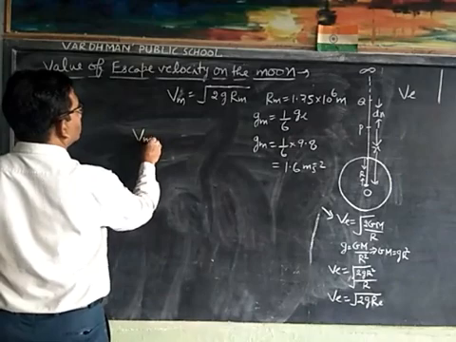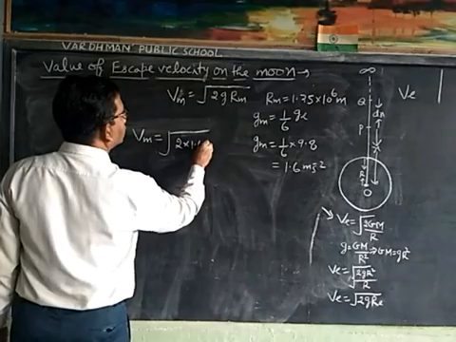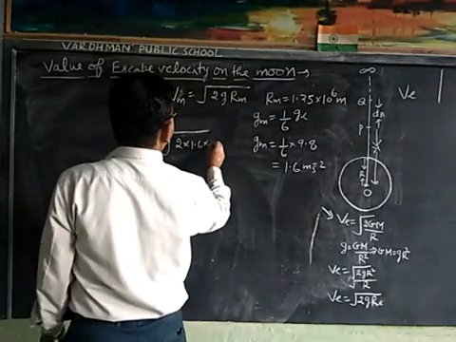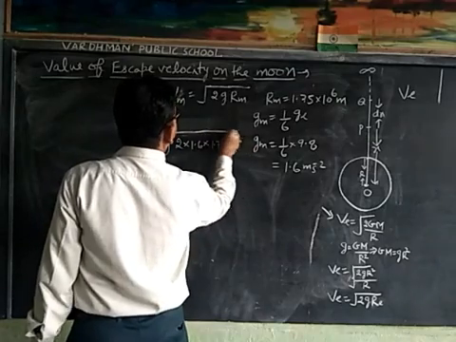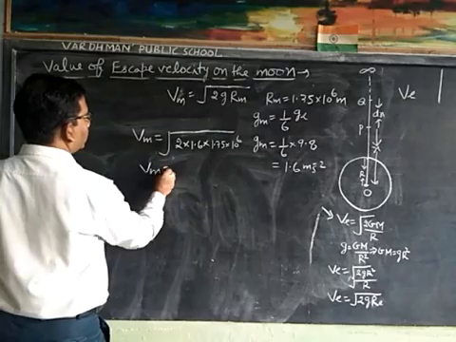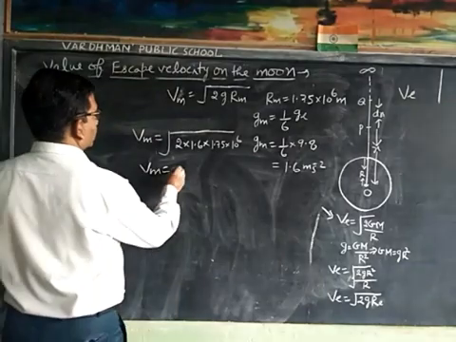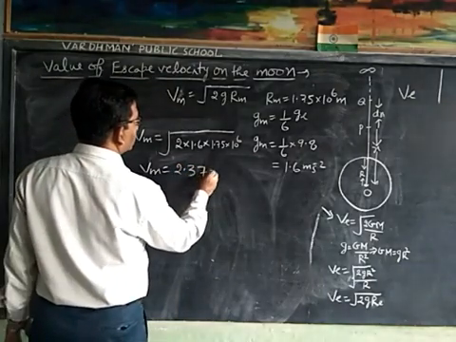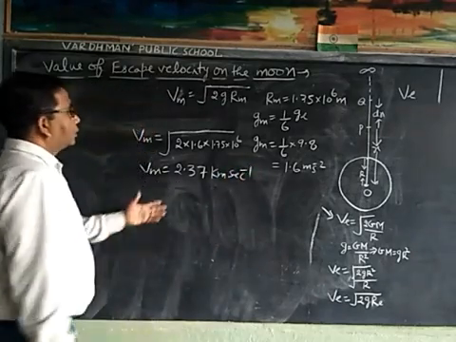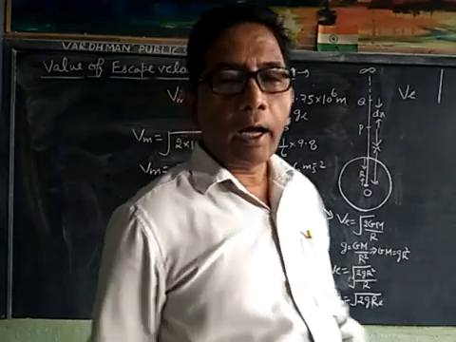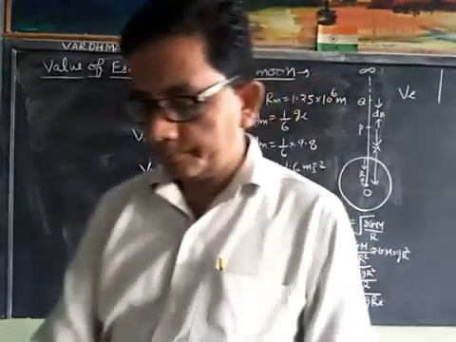Then V on the Moon is equal to under root 2 into 1.6 into the radius of the Moon, 1.75 into 10 power 6. When we solve this, we get 2.37 kilometer per second. This is the escape velocity on the Moon.